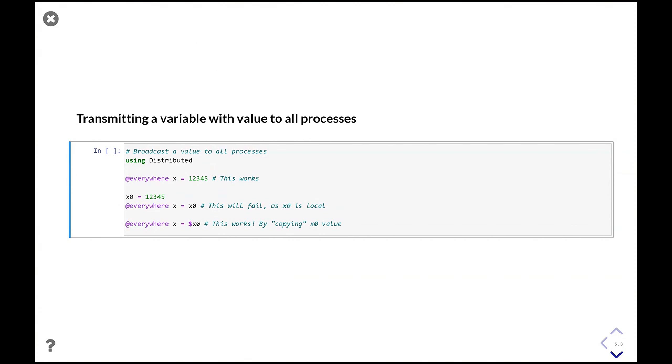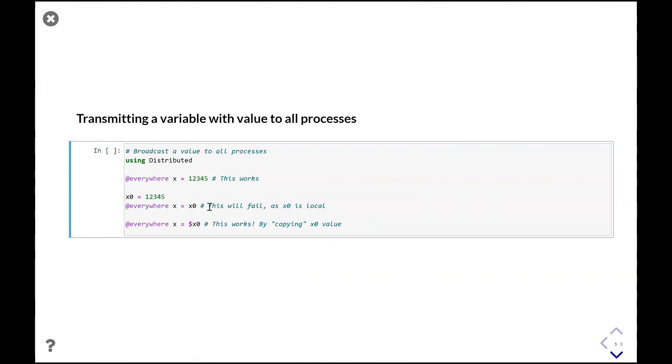Now, first, let's take a look at how we can broadcast a variable of values to all other processes. This is how we will do it. We load the Distributed module, and then we use a macro. It's not a function, it's a macro: @everywhere. Anything that starts with @ is a macro. @everywhere x = [1, 2, 3, 4, 5] means we define a variable with the value 1, 2, 3, 4, 5 on all processes. Next, we define x0 to be 1, 2, 3, 4, 5, and then call @everywhere x = x0.